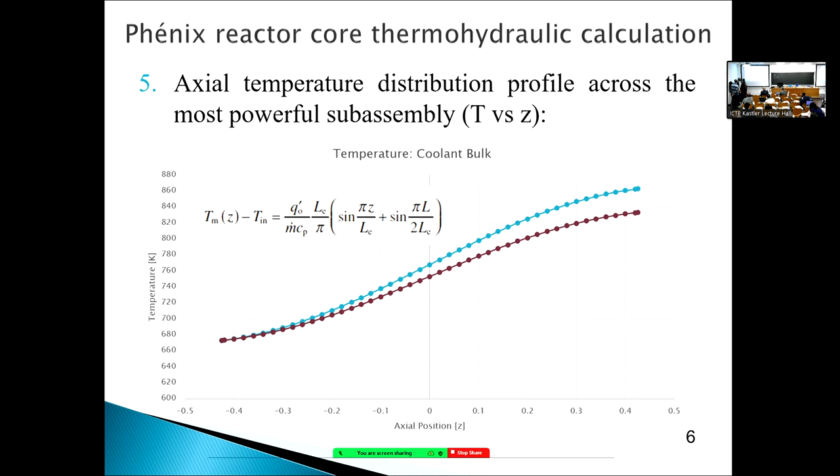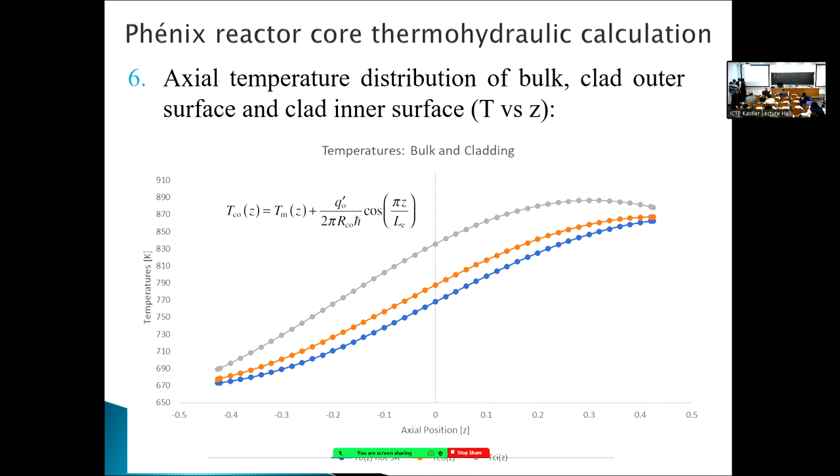Question number five is regarding the temperature distribution profile across the most powerful subassembly. So we used this formula which relates the bulk temperature as a function of Z, and as inputs we have a temperature inlet, the Q prime naught, which is Q prime max for the fuel assembly. And here we have this distribution, and just to compare with the average fuel assembly, we did reach the 160 Kelvin as a comparison, just to check if our model for this part was correct. And as expected, the hottest fuel assembly has a higher delta T.